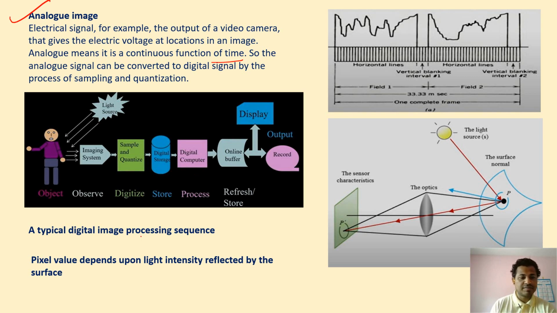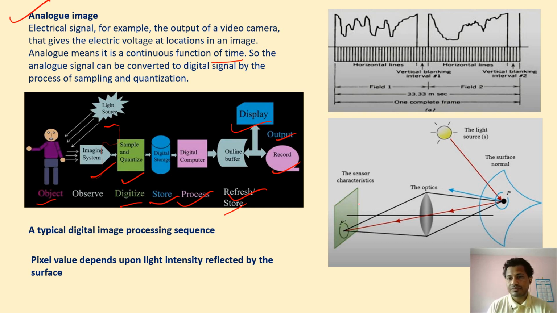So a typical digital image processing sequence is composed of an object, and then a light source and imaging system. We have sample and quantize, the digitize section. We have storage sections. We have the digital computer process section, online buffer, refresh store, display, record, and output. So this is basically how it is being done.